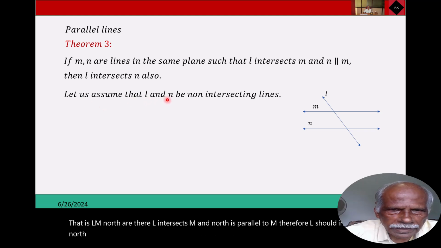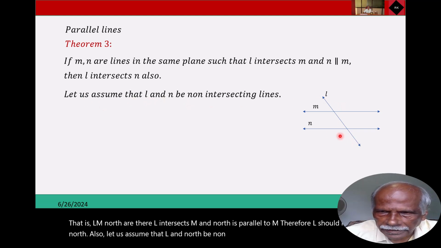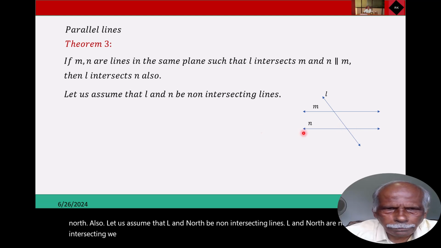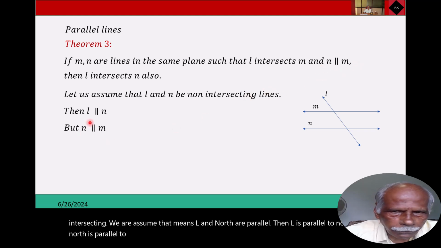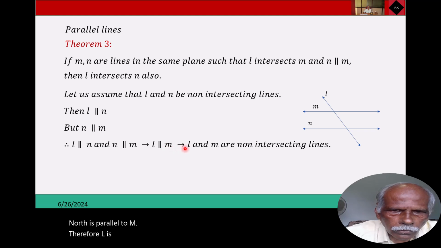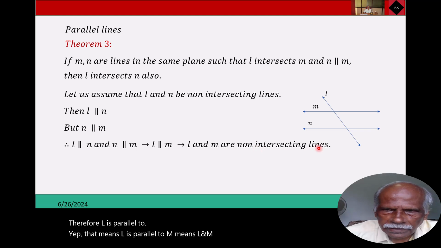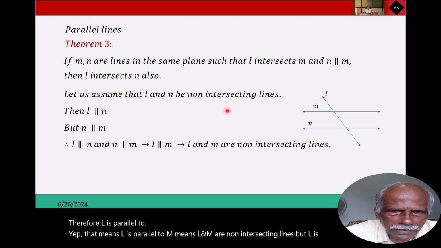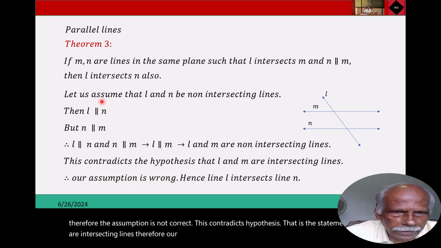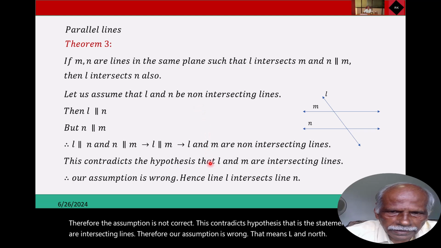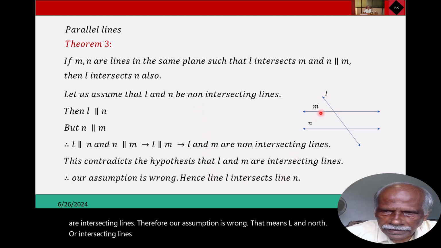Let us assume that L and N are non-intersecting lines. L and N are non-intersecting, we are assuming. That means L and N are parallel. Then L is parallel to N and N is parallel to M. Therefore, L is parallel to M. That means L and M are non-intersecting lines, but L is intersecting M. This contradicts the hypothesis, that is the statement that L and M are intersecting lines. Therefore, our assumption is wrong. That means L and N are intersecting lines. Therefore, if L intersects M, L should also intersect N because N is parallel to M.